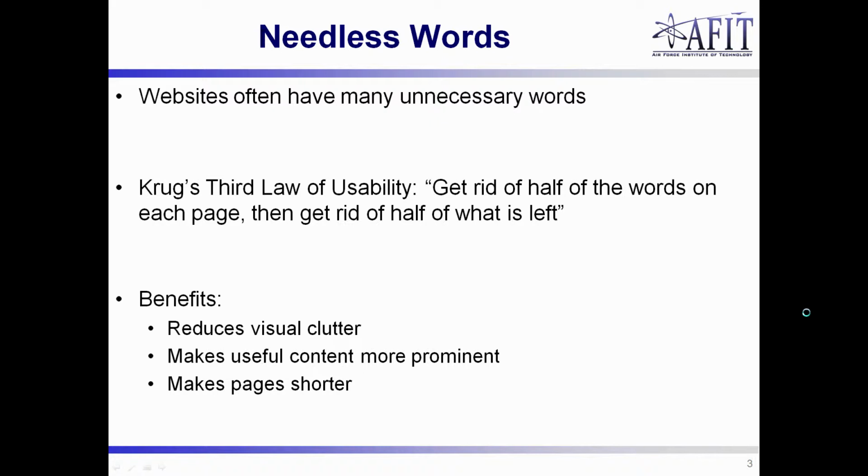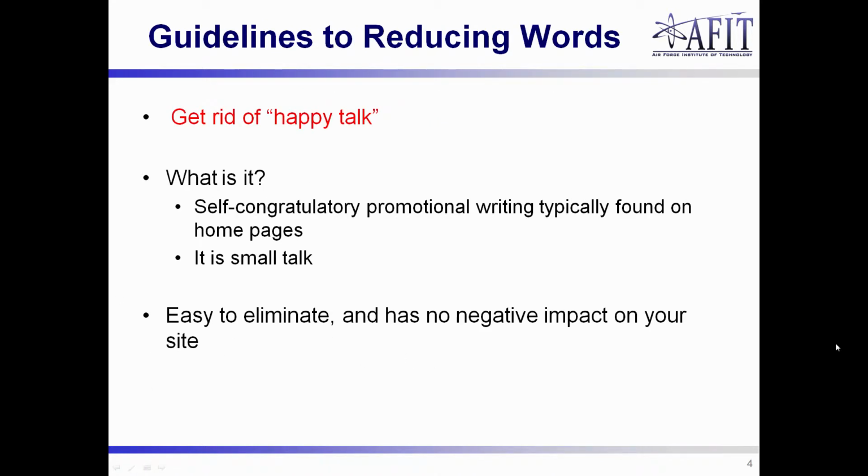Another advantage is it actually makes a lot of the pages shorter. If you get rid of half the content, then you don't need to scroll, right? So you can actually see all of the page at a single viewing. This allows the users to glance, right, to do more of the skimming that they want to do anyways. And it helps us, of course, to ensure that when they are skimming, they're going to find those things that they need. So the first guideline to reducing words is to get rid of happy talk.